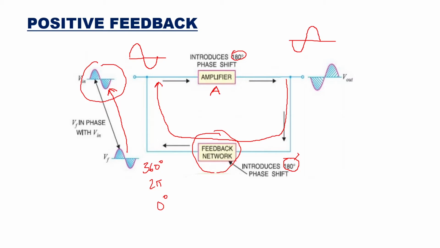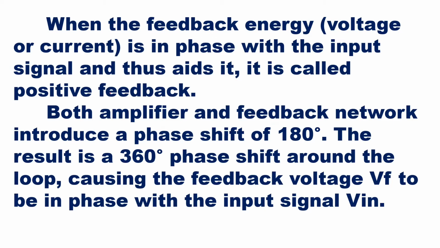But the disadvantages of positive feedback are that the gain will go on increasing, the noise will go on increasing, and distortion will go on increasing. But what is the advantage? The advantage is that you can use positive feedback in an oscillator circuit. When the feedback energy, voltage or current, is in phase with the input signal and thus aids it, it is called positive feedback. Both the amplifier and the feedback network introduce a phase shift of 180 degrees. The result is a 360-degree phase shift around the loop, causing the feedback voltage Vf to be in phase with the input signal Vin. This is what happens in positive feedback.